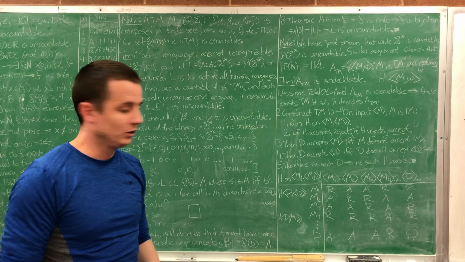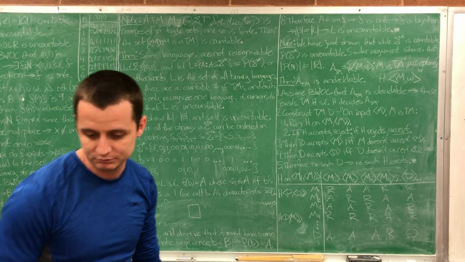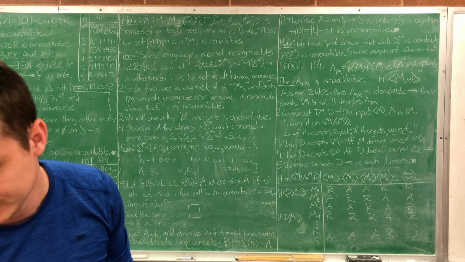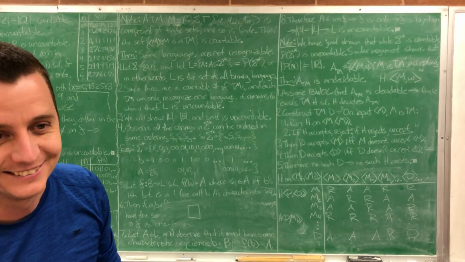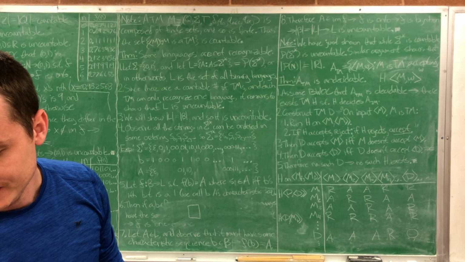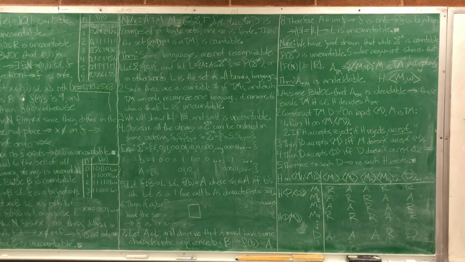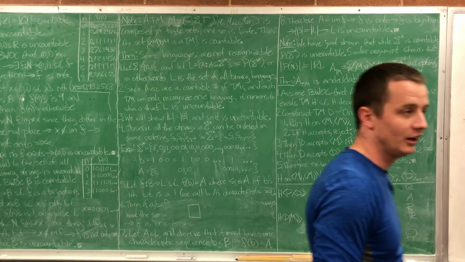Cool. Anyways, we'll end it there since I don't have anything else written up, which is too bad because we just have one more proof before we're done with the section. It's just proving that the acceptance problem's complement is unrecognizable.